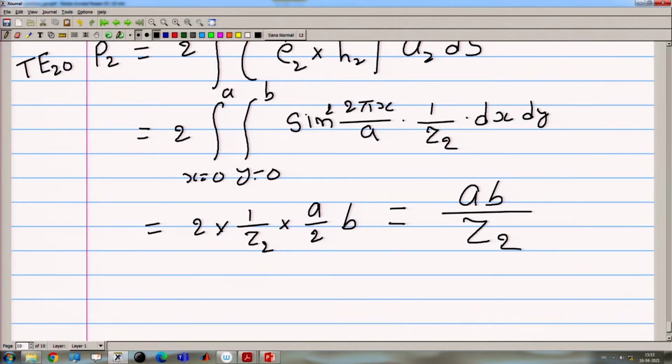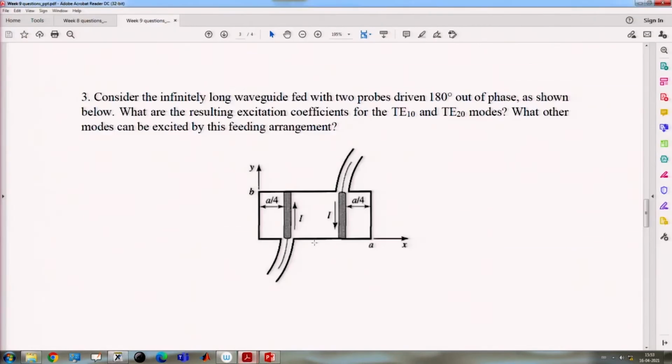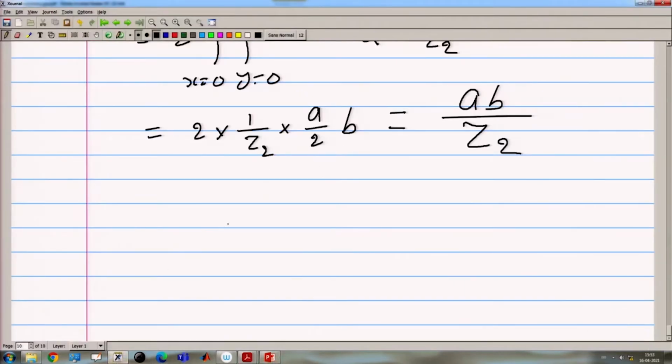So, these are the normalization factors, and after this we have to calculate the amplitude. So, amplitude of the positive travelling wave. For the positive case we can calculate as, so in the question positive and negative are both only positive. What are the resulting excitation coefficients for the T10 and T20 mode? So, let us calculate first for the T10 mode, with A1 plus.